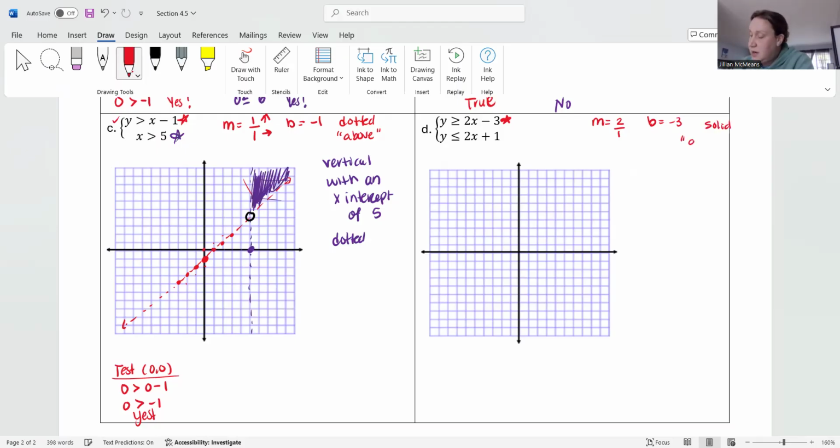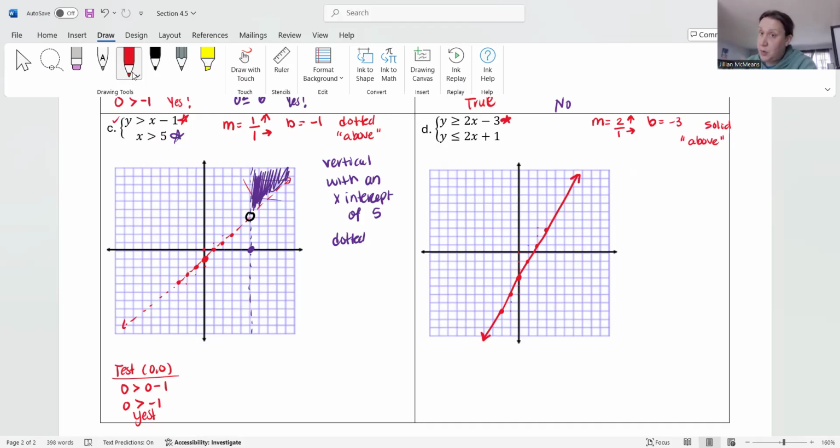I think I'm going to shade above because we have greater than or equal, but we'll test a point. At the origin, we don't go left or right. We just go down 1, 2, 3. And then we apply our slope. Since our slope is positive 2, we go up 2 to the right 1. We could also go down 2, but then we'd have to go to the left 1. And we want to connect with a solid line.